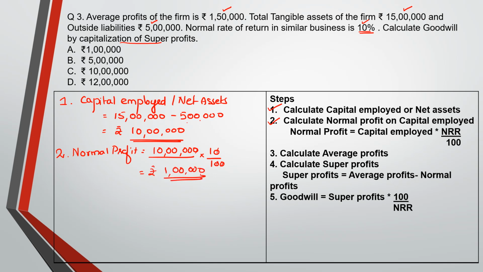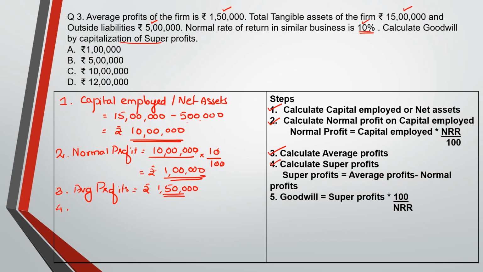So this is the normal profit any firm in this particular line of business will be able to get. Next step is we calculate the average profit. But for us that difficulty has been removed. It is directly given, so we have the average profits directly given in the question as rupees 1,50,000. Now the fourth step is calculation of super profit. The formula for super profit is average profit minus normal profit.